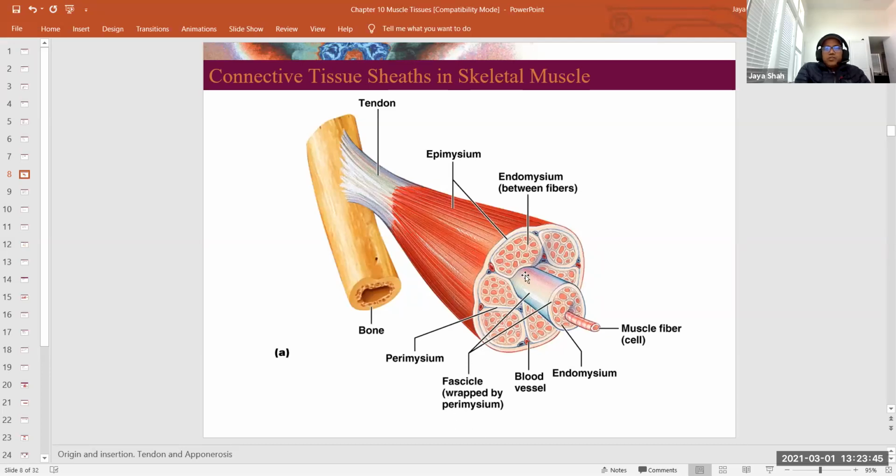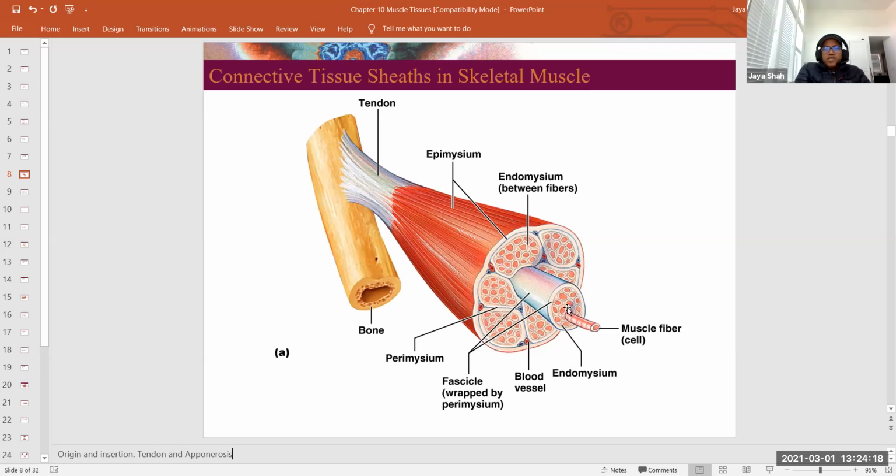And a fascicle is also covered by another connective tissue. You see the white tissue around it. That white tissue is called the perimysium. The same tissue is here too, perimysium. So this is a cut section, and you see from the outside, the perimysium. Now a fascicle contains several muscle cells.